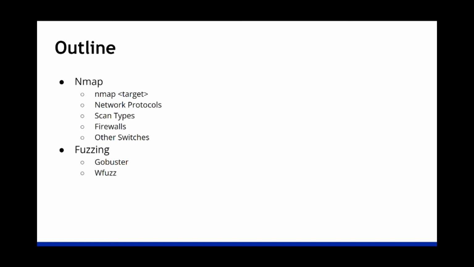All right, so what is this workshop going to be about? I'm going to go over a tool called Nmap, and then I'm also going to go into two tools about fuzzing, which are gobuster and wfuzz. I'm going to explain what Nmap is, what a basic command will look like, why you use it, and what are the common types of ways to use Nmap and why it is useful.